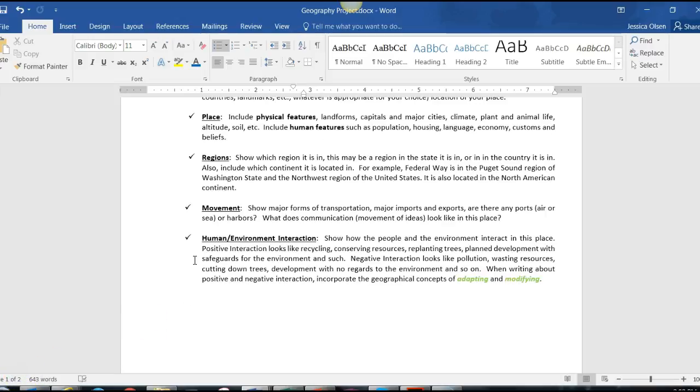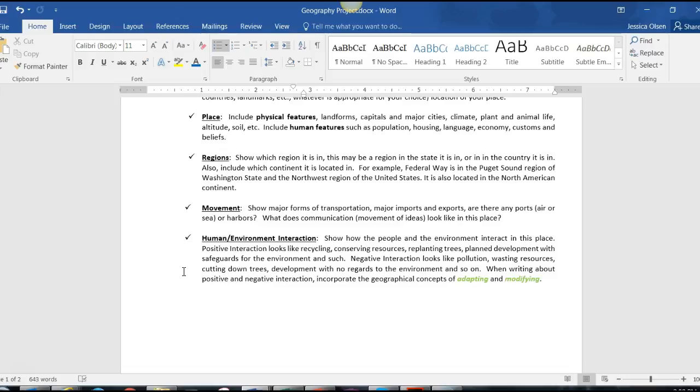Our last theme of geography is human-environment interaction. Show how the people in the environment interact in this place. Positive interaction looks like recycling, maybe conserving resources, replanting trees, planned development with safeguards for the environment, and such. Negative interaction looks like pollution, wasting resources, cutting down trees, development with no regard to the environment, and so on. When writing about positive and negative interaction, incorporate the geographical concepts of adapting and modifying.